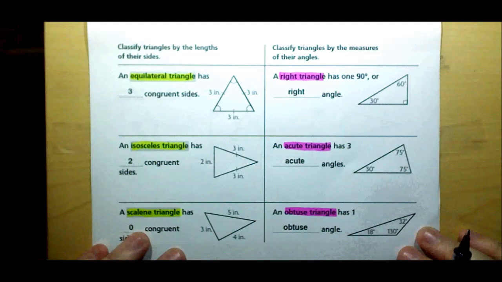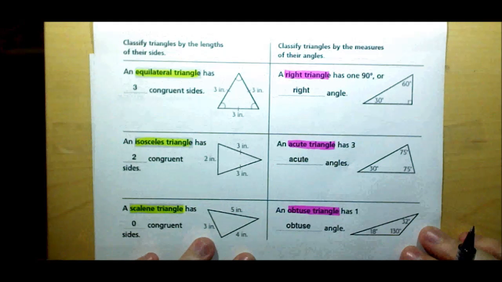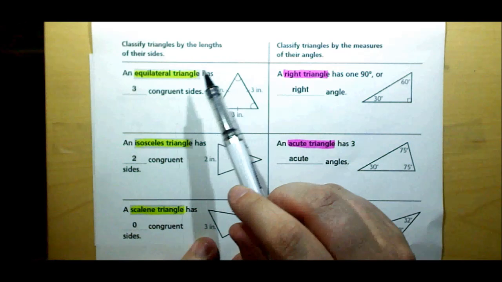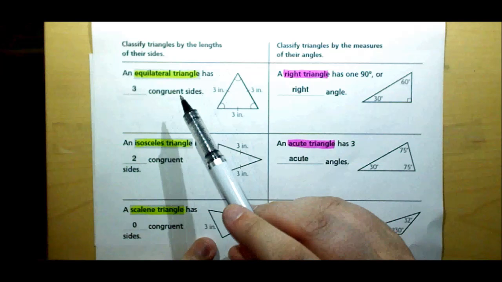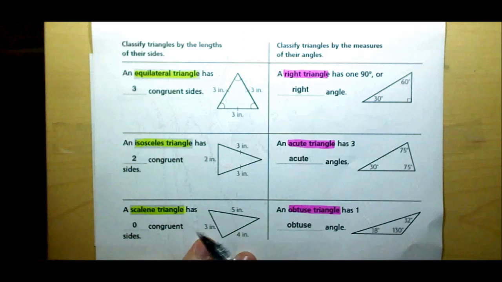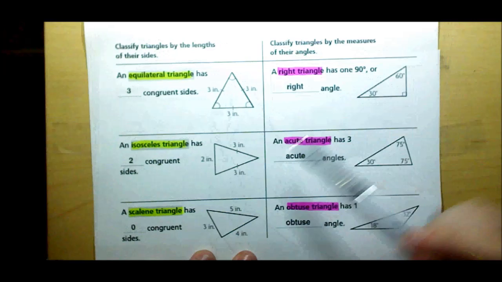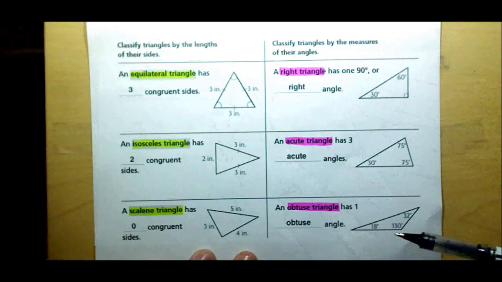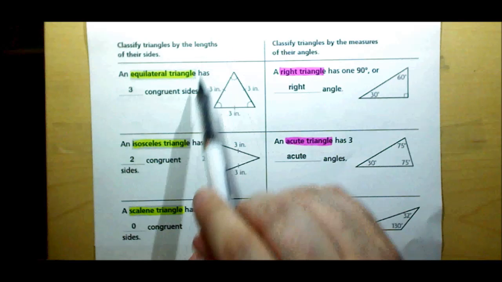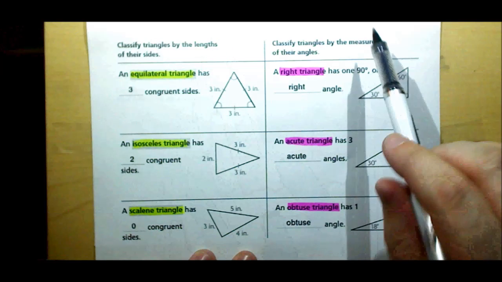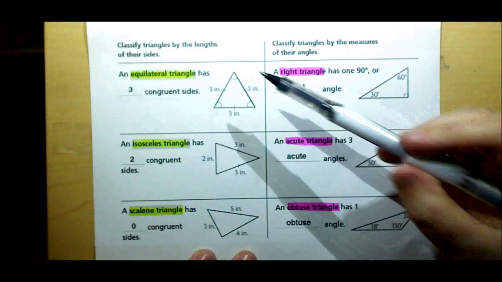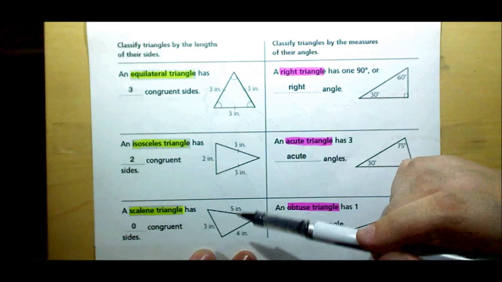I'm going to talk about properties of triangles today. Every triangle has a couple of properties that you can categorize them by. You can categorize them by their sides, the length of their sides, and by their angles. Every triangle belongs to one of the things in this column and one of the things in this column. Here are the side length properties.